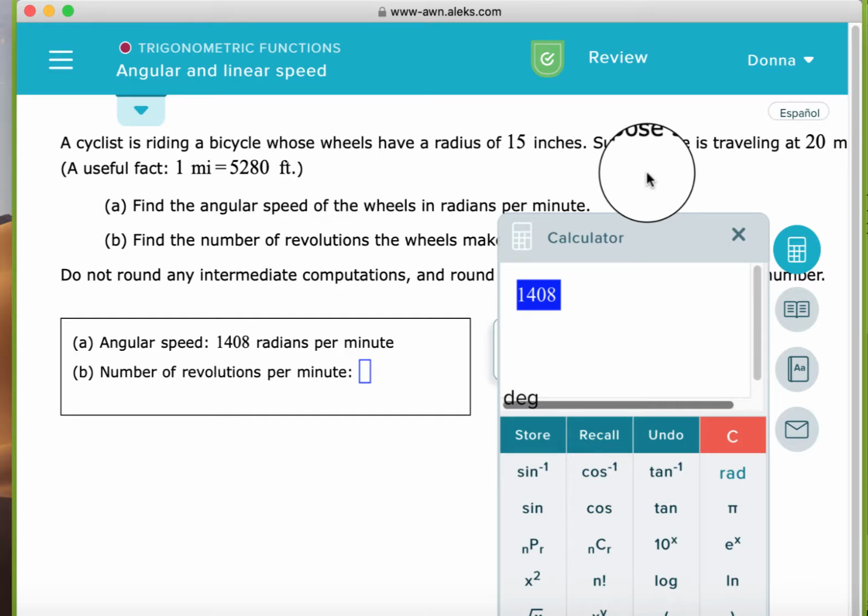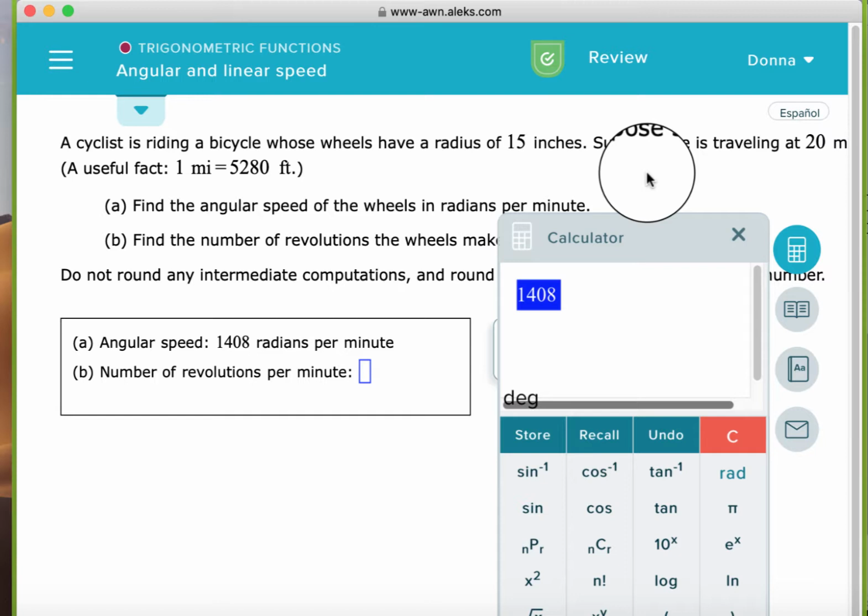Hi class, welcome back. We're now going to do part B of angular and linear speed. We already have found the angular speed given the radius and the linear speed. So now what we're going to do is change that angular speed that is given in 1408 radians per minute. We want to now rewrite that so we can do it in revolutions per minute.